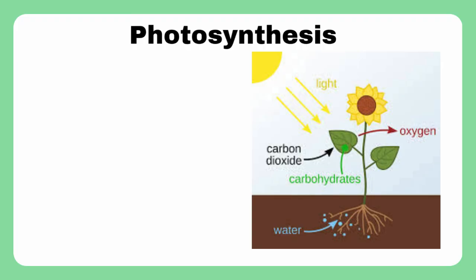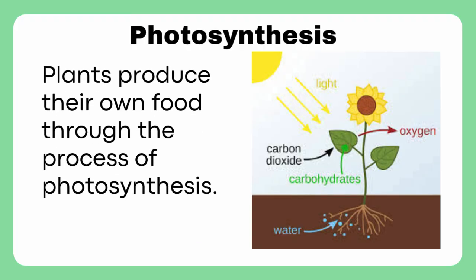Plants produce their own food through a process called photosynthesis, wherein they take sunlight, carbon dioxide, and water, and with the help of chloroplast in the plant's leaf, they convert carbon dioxide and water into glucose. In this process, oxygen gas is released as a byproduct.